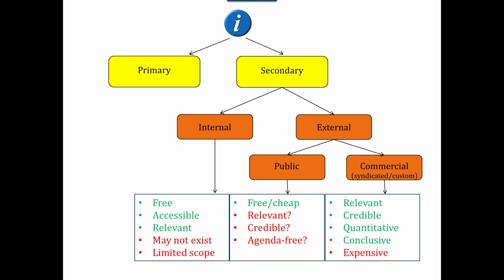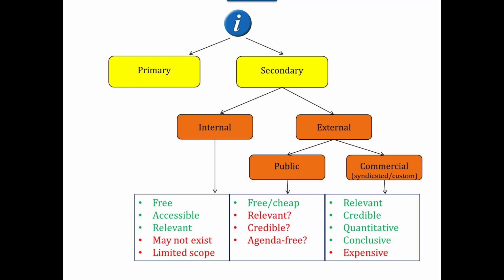Then there's the other category, which is custom data or custom research, which refers to research that is designed specifically to address your problem. And this is probably the most expensive type of research you can do. But it's also the most relevant in many cases. So the general advantage of commercial suppliers, whether it's syndicated or custom data, is that they are usually quite relevant to the problem at hand.